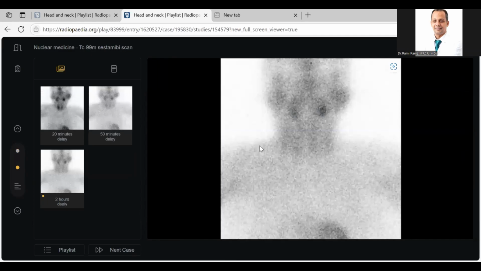Tell me. Here, in the delayed image, I can appreciate two areas of persistent tracer uptake, more on the left side, as we see on the ultrasound as well. So these confirm the finding of parathyroid adenoma, and the patient might have symptoms related to hyperparathyroidism. I would convey my finding to the clinical team and would refer the patient to endocrinology for management of symptoms. Amazing, Dr. Ed.